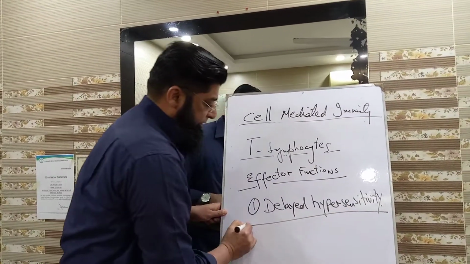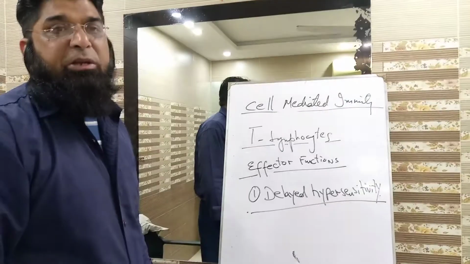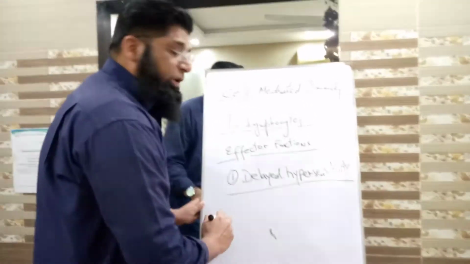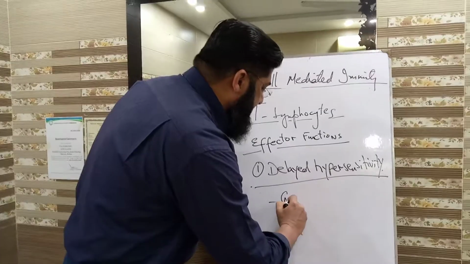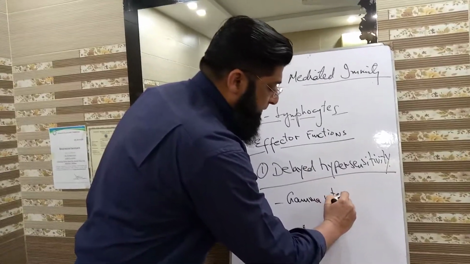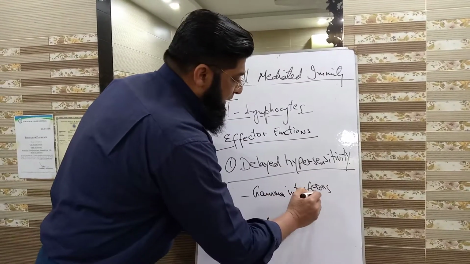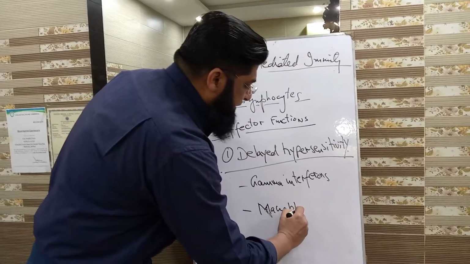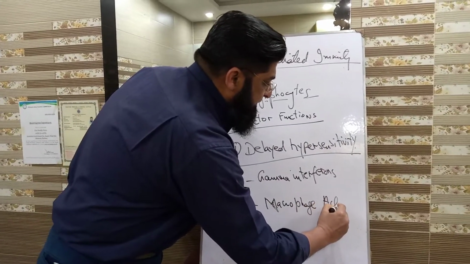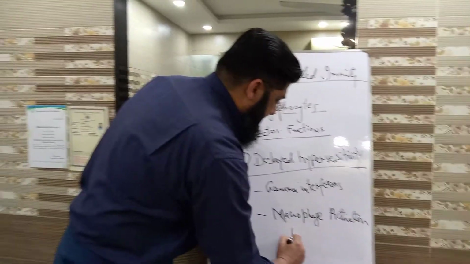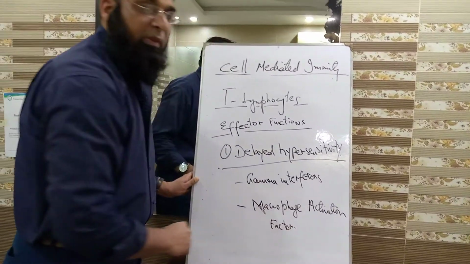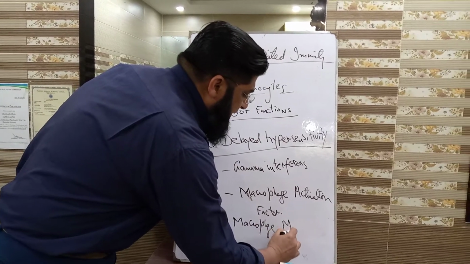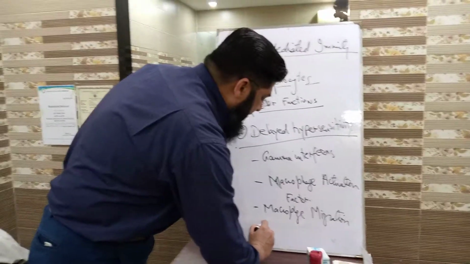Delayed hypersensitivity. Students, the delayed hypersensitivity mechanism is carried out through interleukins, through cytokines like gamma interferon, macrophage activation factor, and number third, macrophage migration inhibitory factor.